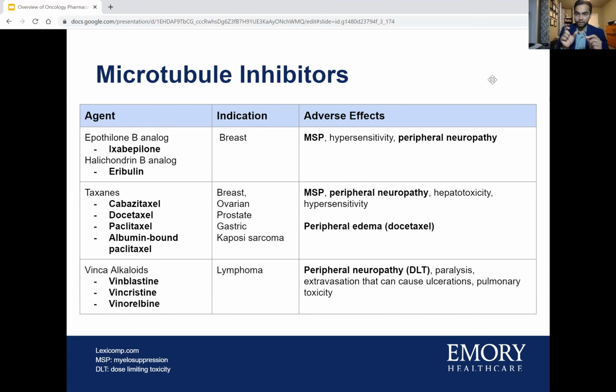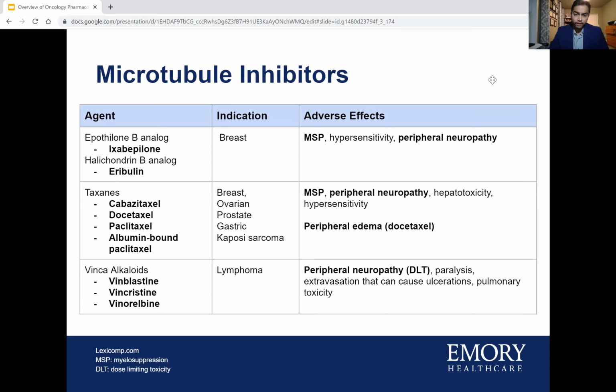So taxanes have that root, taxol: docetaxel, cabazitaxel, paclitaxel. And these are notable, along with the vinca alkaloids, for peripheral neuropathy. Taxanes also cause myelosuppression, and docetaxel specifically has a side effect of peripheral edema. So we give patients steroids a day before, a day of, and a day after to help reduce that edema. So you might have a patient that comes to you who received docetaxel and they might be developing peripheral edema. So it might be due to the docetaxel.